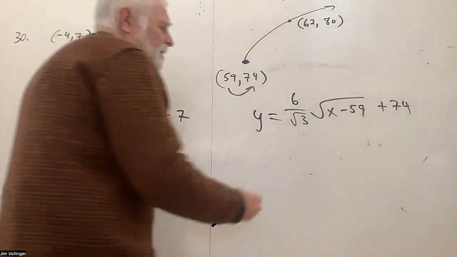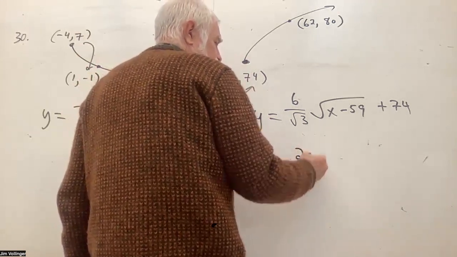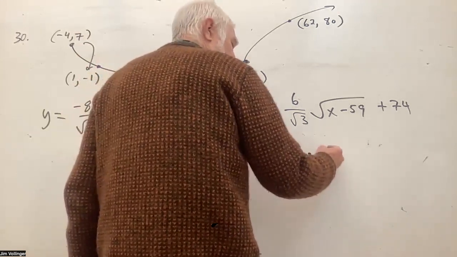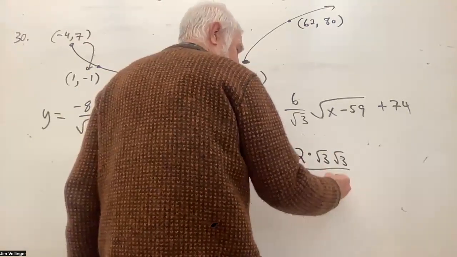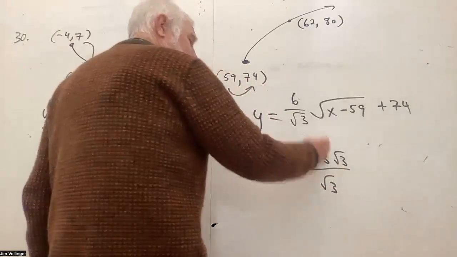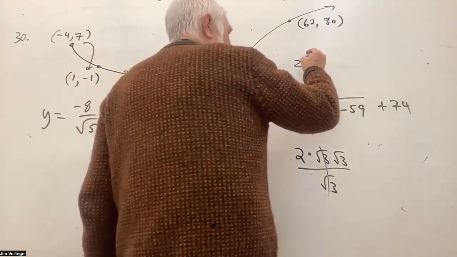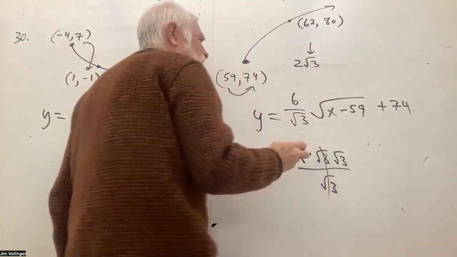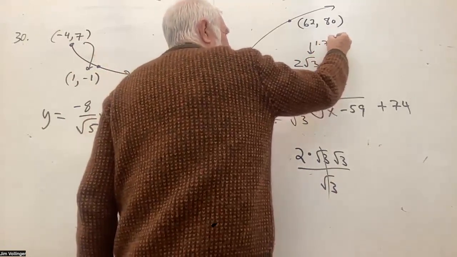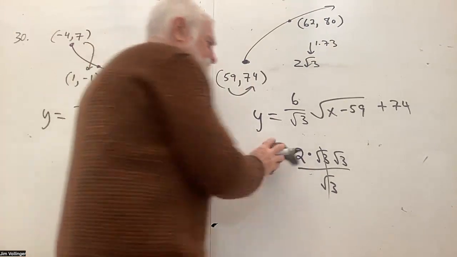Interesting. Not that it matters, but 6 could have been written as 2 times 3, and 3 is the square root of 3 times the square root of 3. And if I'm dividing by the square root of 3, the 3's cancel, and this thing could have been written as 2 root 3. And why do I say that? Because I want you to know what the square root of 3 is, 1.73, which means you could get a feel for that value.